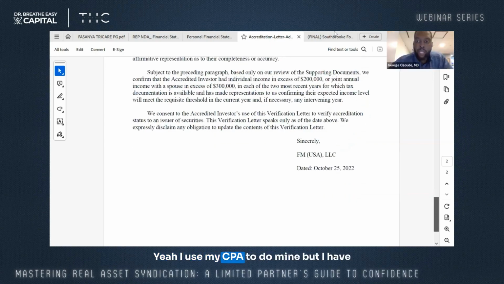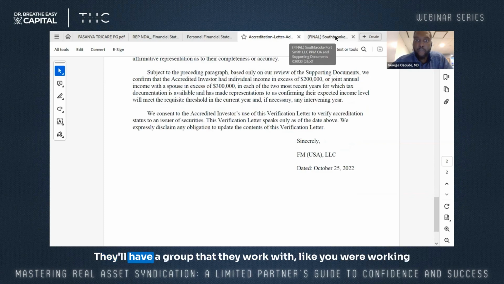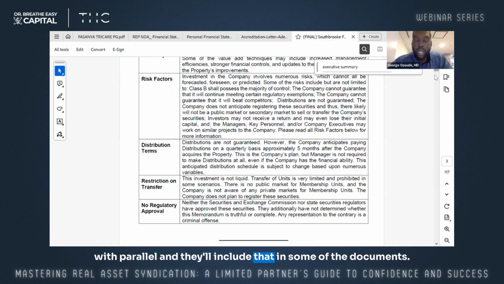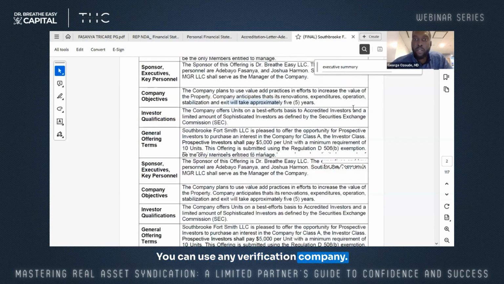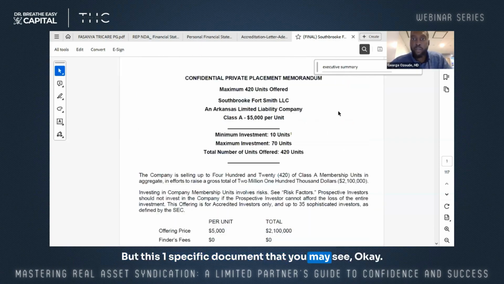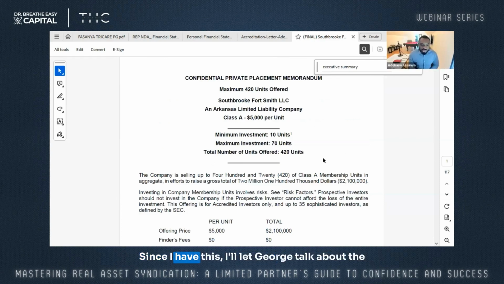Yeah, I use my CPA to do mine, but I have noticed a lot of operators doing 506C have a group they work with, like you're working with Parallel, and they'll include that in some of the documents. So you may see this as an attachment. It doesn't mean you have to use their company. You can use any verification company, but it's one specific document you may see, so you know what it looks like. Since I have this, I'll let George talk about the definitions while I scroll through this.